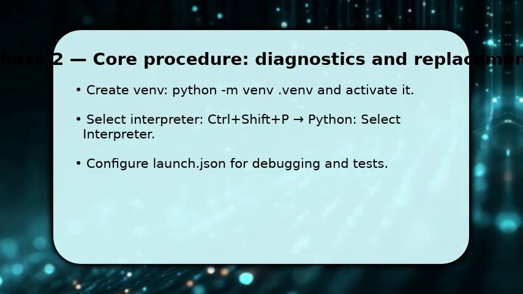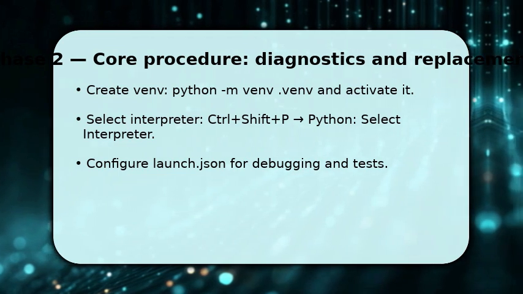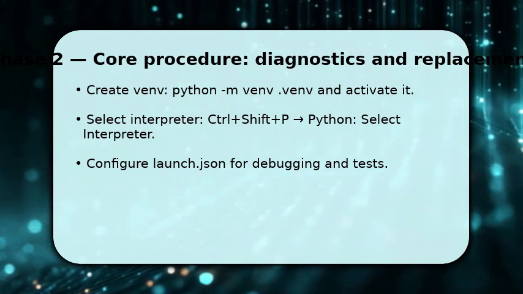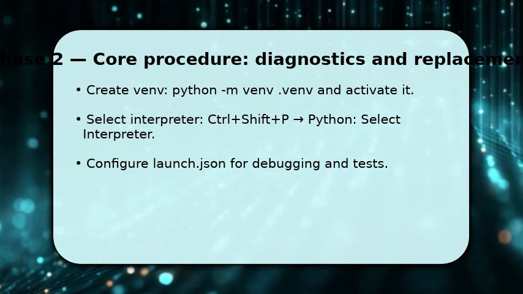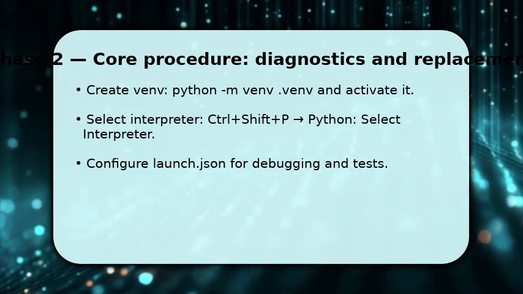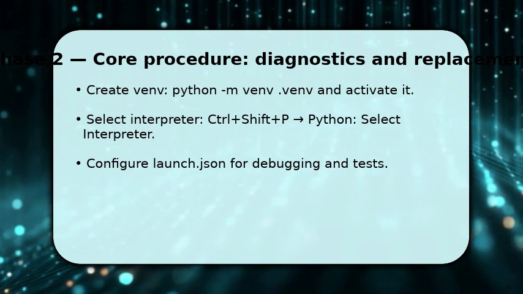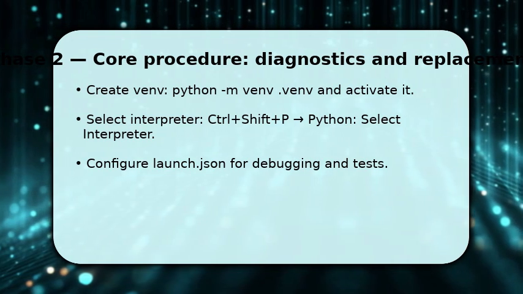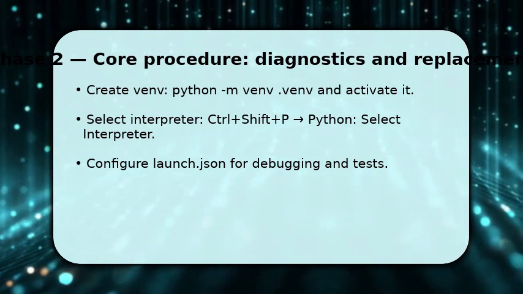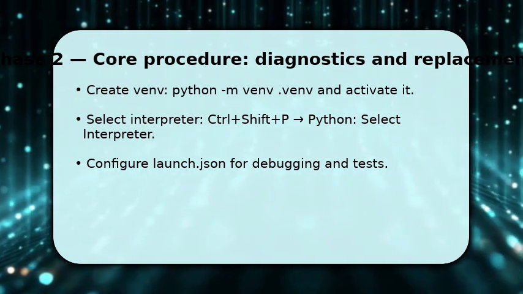Then, in VS Code, press Ctrl+Shift+P and choose Python: Select Interpreter to point to venv. Once selected, install dependencies and configure a launch.json via Run and Debug to set breakpoints and environment variables. Make sure to enable linting and format on save. This improves code quality and keeps your workflow smooth.